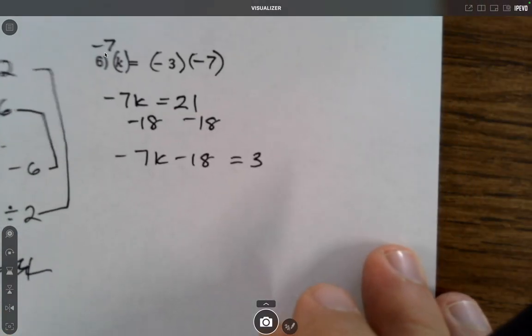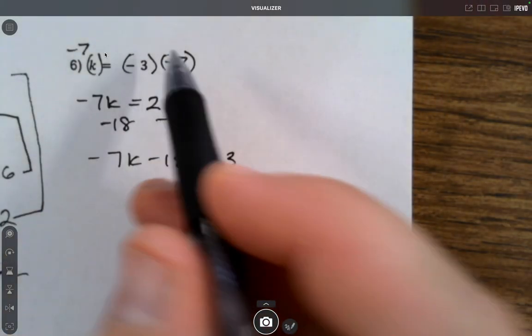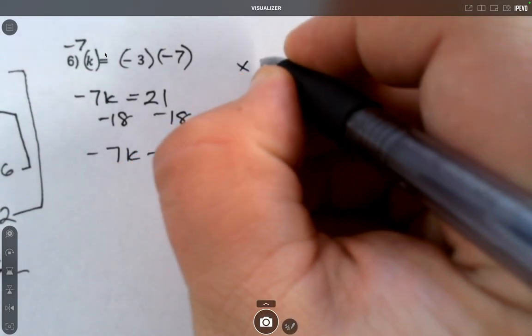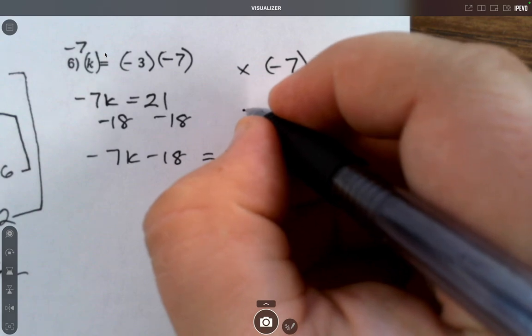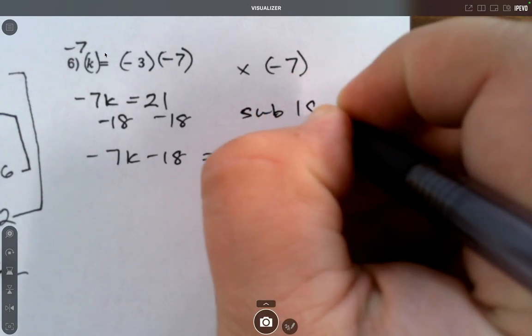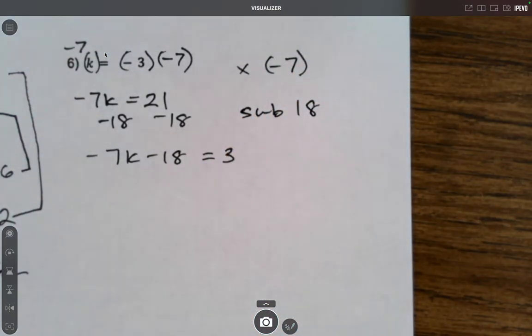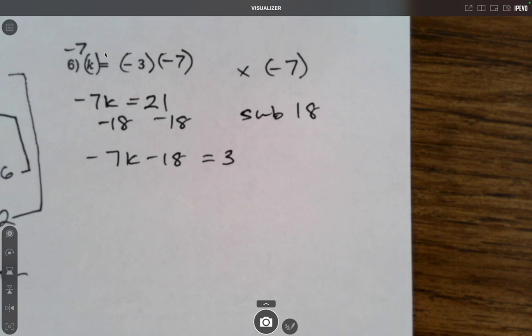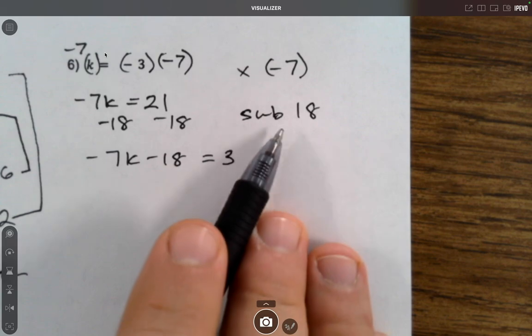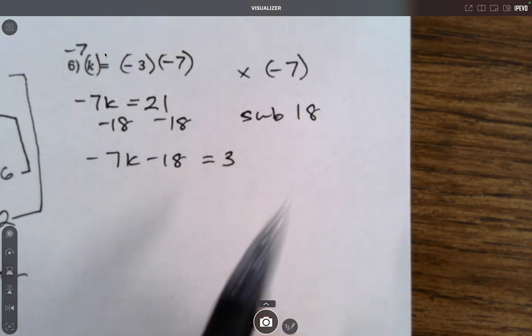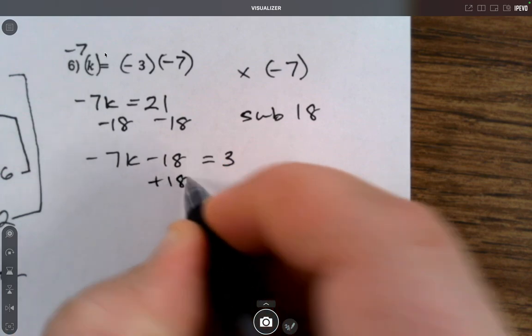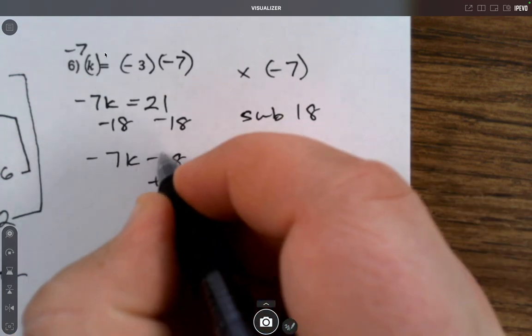It'll be very similar over here on this one. The first thing he did was he multiplied by negative 7. The second thing he did was subtracted 18. So we'll want to go in the opposite order and do the opposite thing to fix this. Since the last thing he did to mess with the k was subtract 18, that means the first thing we'll need to do is to add 18.